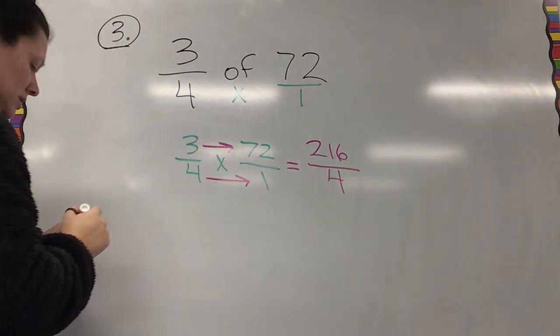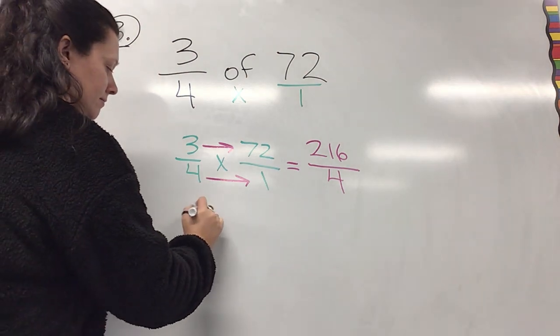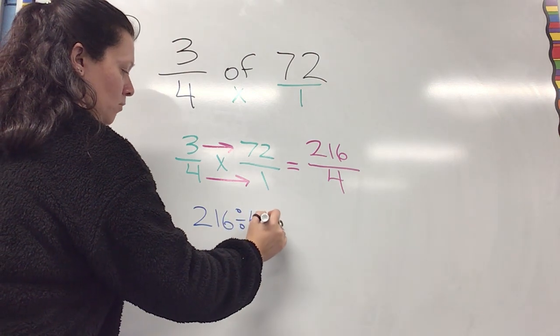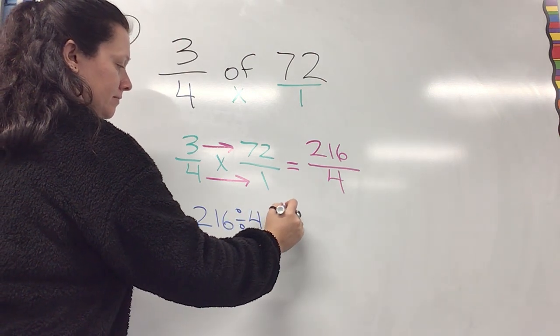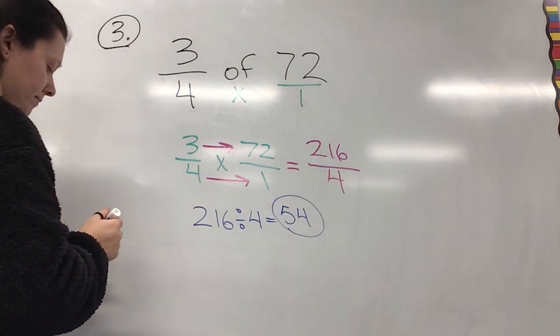But now we need to simplify. How do I simplify that improper fraction? 250 divided by 4. And what do we get here? 56. No, 54. There you go. Good.